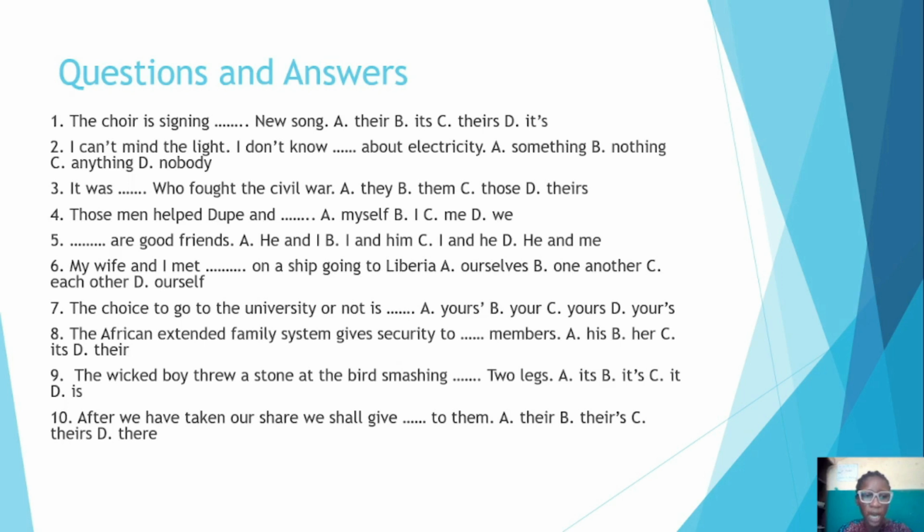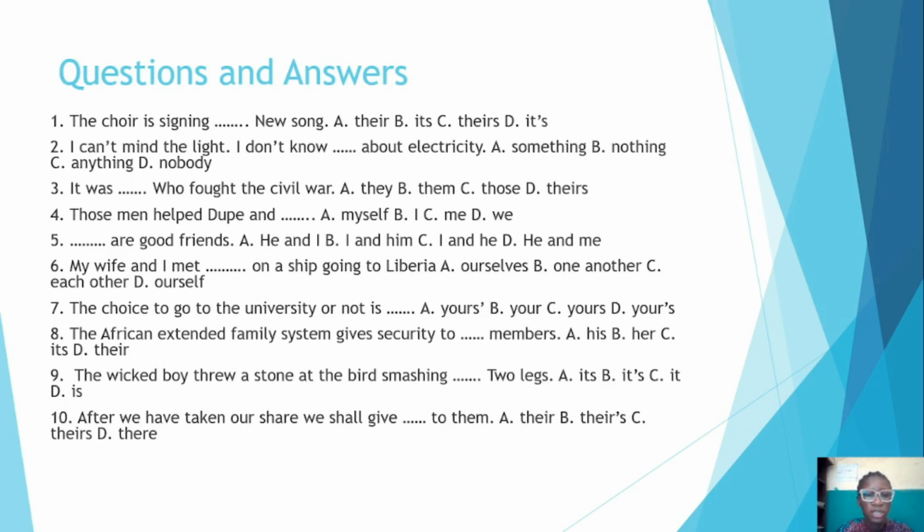Question 5. Dash are good friends. A, he and I. B, I and him. C, I and he. D, he and me. The correct option is option A. He and I are good friends. And that is because we are referring to the subject and we must use a subject pronoun. He and I. We can't say he and me because me is an object pronoun and we cannot use it subjectively. So we use he and I.